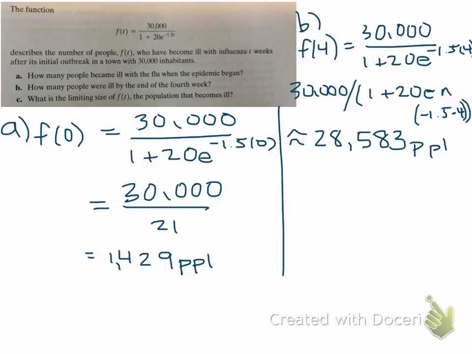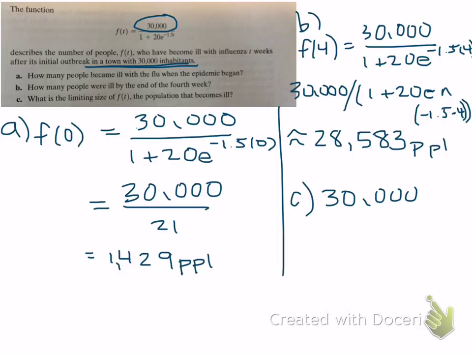Letter C says, what is the limiting size of f of t, the population that becomes ill? So we didn't really talk about this in other sections, but it's kind of common sense. Notice it says in a town of 30,000 people, so the limiting size is 30,000 people. That's how many people live there, so there can't be more people ill than 30,000 because that's the overall total. Notice that's also the numerator of your problem, so that's another way to determine your limiting size. It's the top value.